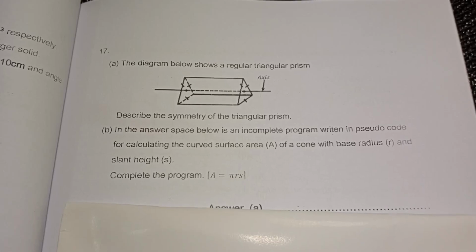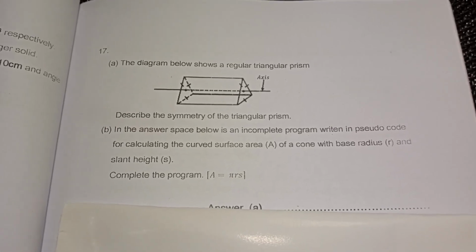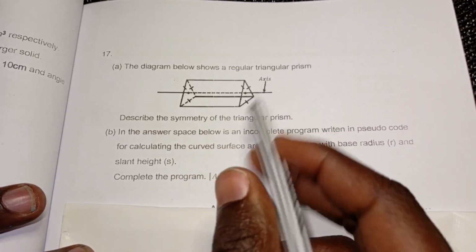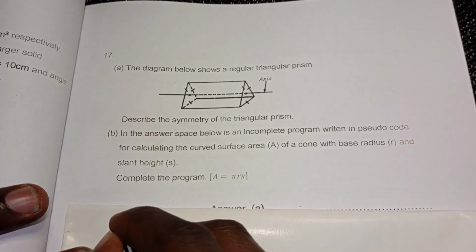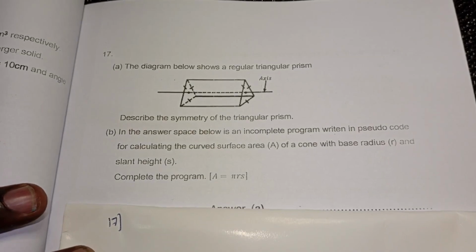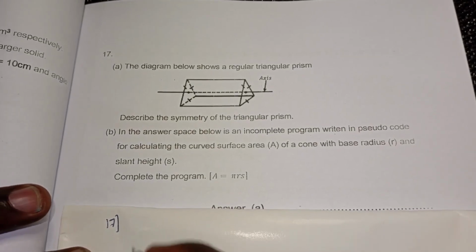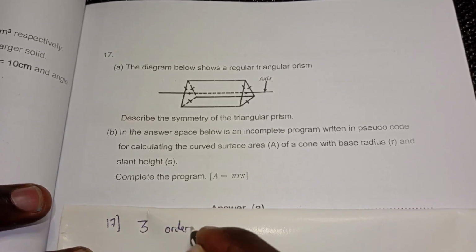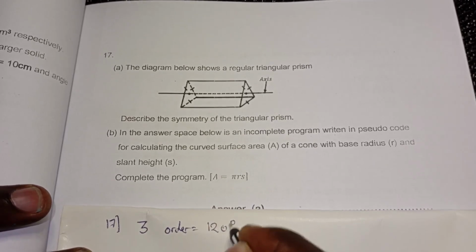Okay, so we go to question 17. The diagram below shows a regular triangular prism. Describe the symmetry of the triangular prism. So the symmetry there is rotational symmetry of order 3. The angle of rotation is 120 degrees.